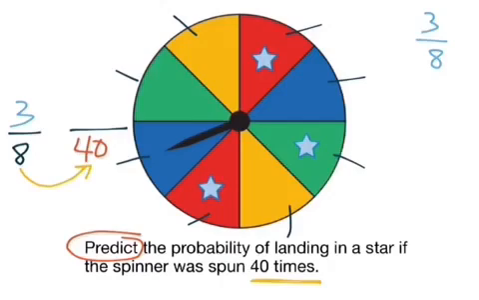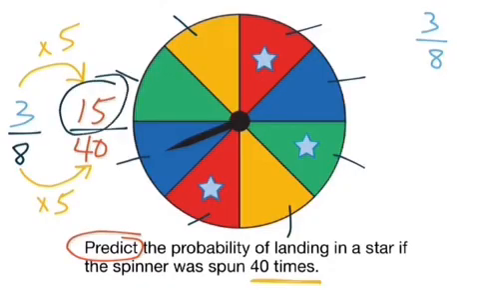So 8 does go into 40. It goes in 5 times. 8 times 5 is 40. So whatever we do to the bottom, we can do to the top. Do 5 here, and then 3 times 5 at the top would get me 15. So our prediction would be that if we spun this thing 40 times, 15 times we would land on a star.